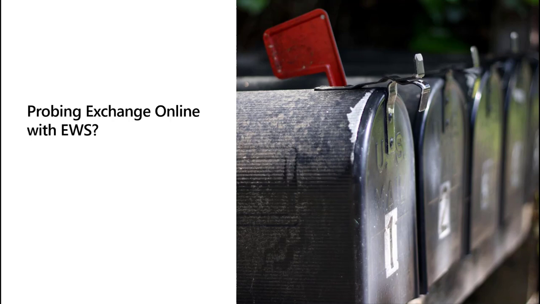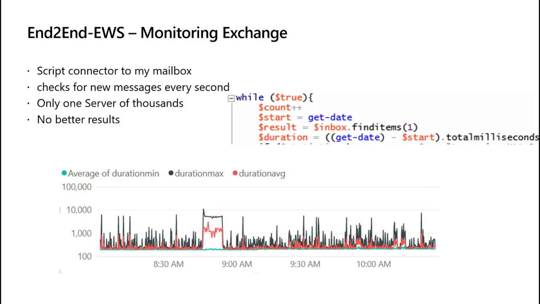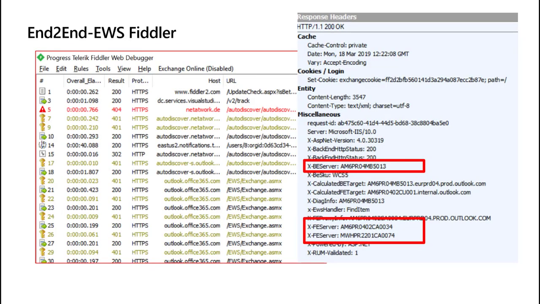So is it better to use EWS? Can we use Exchange for that? Long story short, answer: it does not make sense to monitor the Exchange mailbox. I wrote a script to do that every second to get the number of new emails, and the results were not really better.